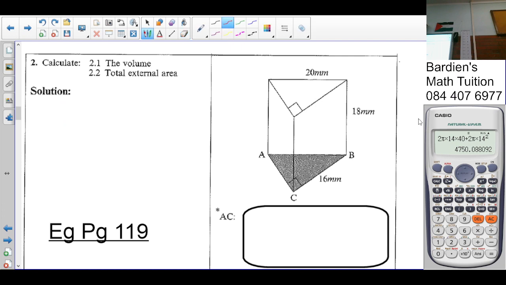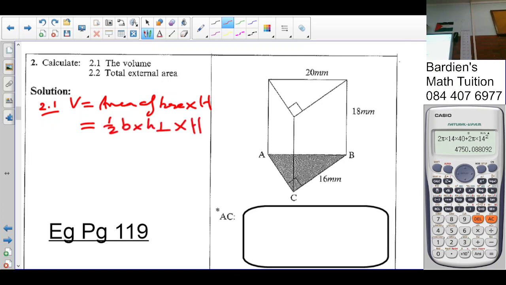The volume is area of base times height. What type of shape is this base? Triangular base. How do you calculate the area of a triangle? Half base times perpendicular height, times the depth of the object. Remember, there's your 90 degrees, so one will be your base and one will be your height. However, that was 20 millimeters there.